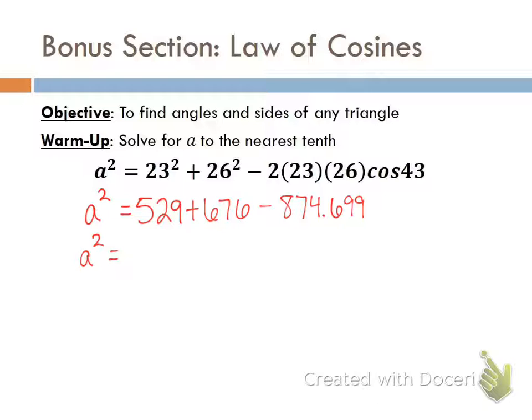Oh wait, that's the... I added those and then subtracted. Where do you get 874? Because I added both of them. We got the 874.699 when we multiplied 2 times 23 times 26 times cosine 43. Did we all agree with that part? Yeah. I added 529 and 676 and subtracted them. That's what I got. What else did people get?